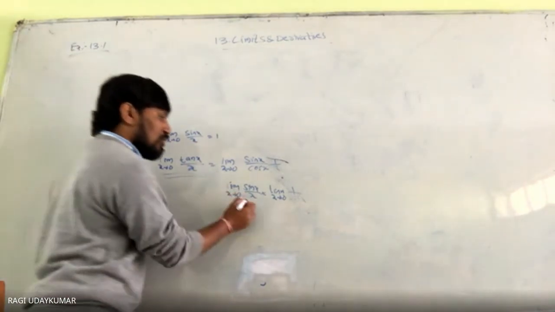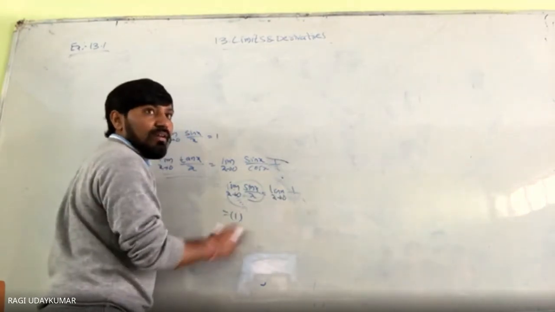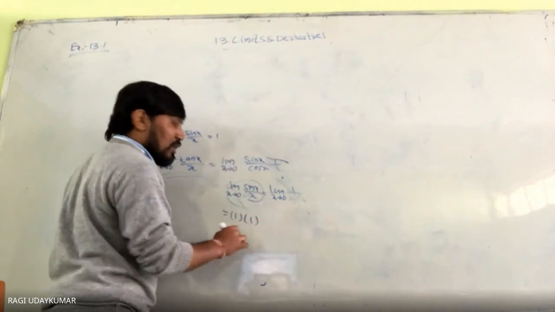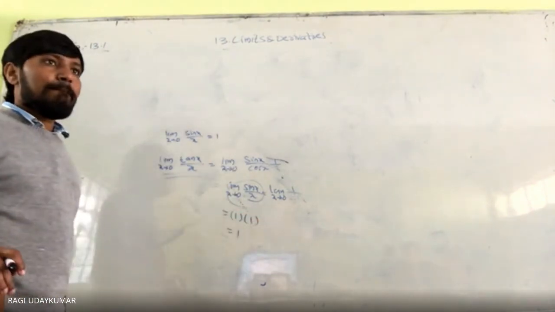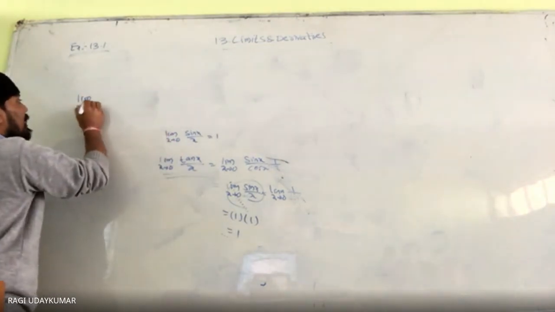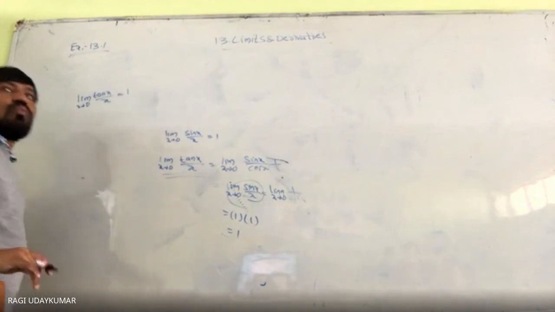Limit x tends to 0, this is equal to 1, and then substitute 0 here. 1 by cos 0. Cos 0 will be 1. So 1 into 1 is 1. So that means you can remember this also as a formula: limit x tends to 0, tan x by x is also equal to 1.